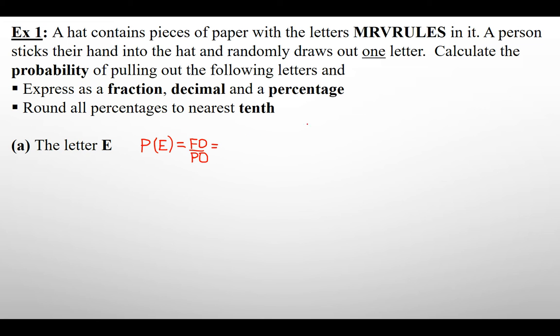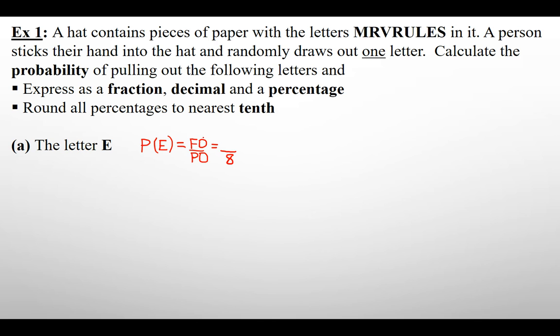Now, if you look at the number of possible outcomes, that'd be the total number of letters you can actually get here. The total number of letters would be 1, 2, 3, 4, 5, 6, 7, and 8. So there are 8 possible outcomes, 8 possible letters you can pull out.